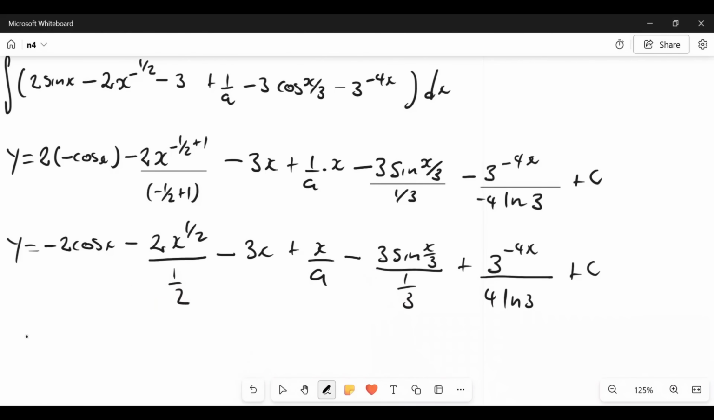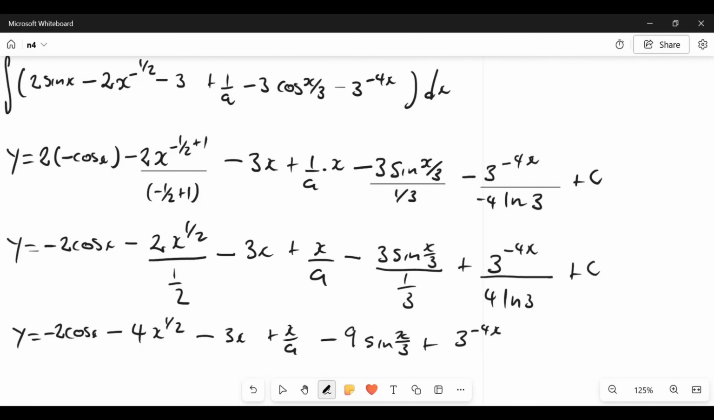So let's continue. The first term is going to be negative 2 cos x. And the second term, like I said, 2 multiplied by 2, that's going to give us 4, x to the power of half. There we go. We have minus 3x plus x over a. And then this term here, the third last term, is going to be 3 multiplied by 3. That's going to give us 9 sine x over 3 plus 3 to the power of negative 4x divided by 4 ln 3 plus c. So this here is the final answer.